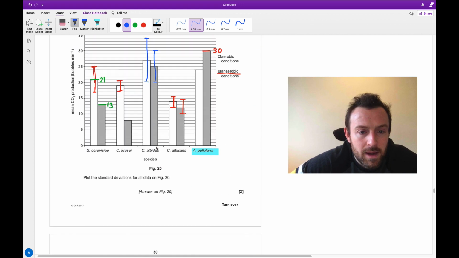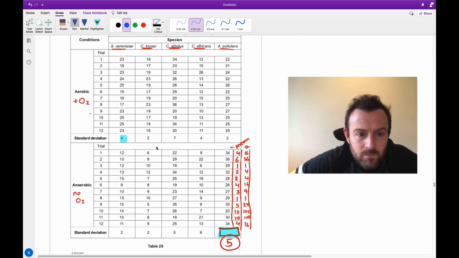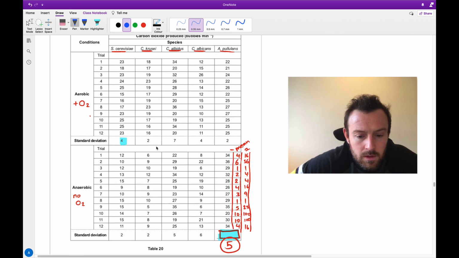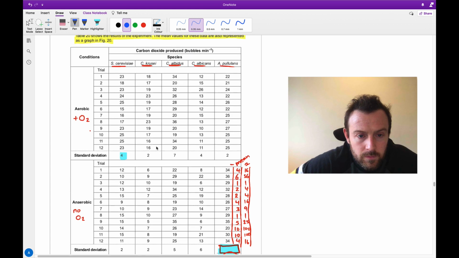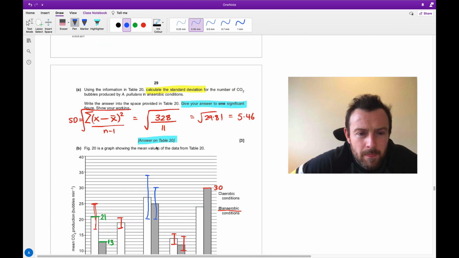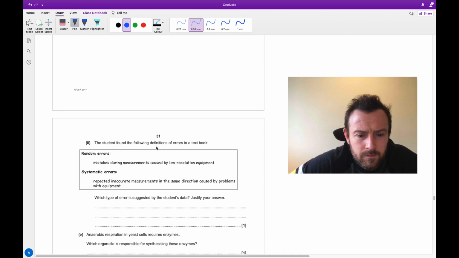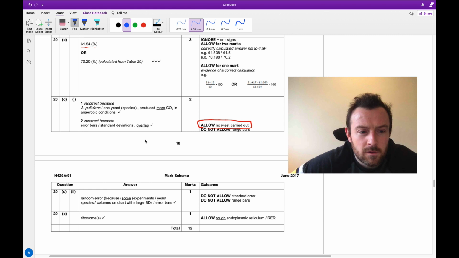That's a tricky one. Let's go back and look at the data. I'm not quite sure what we're getting at here. I've got to say I'm a bit stumped on this one. I'm just going to go look at the mark scheme because I've got no idea what it's getting at. Got baby brain.